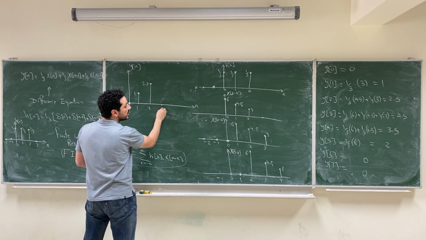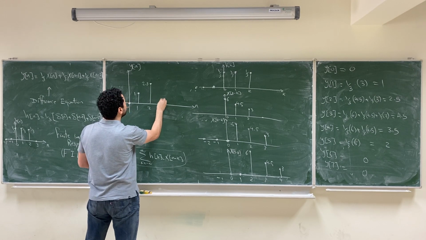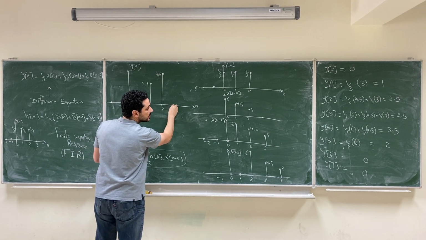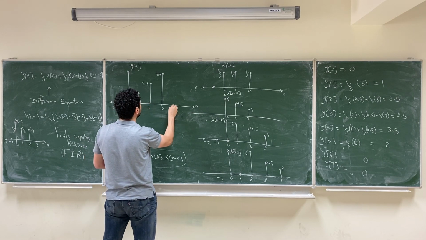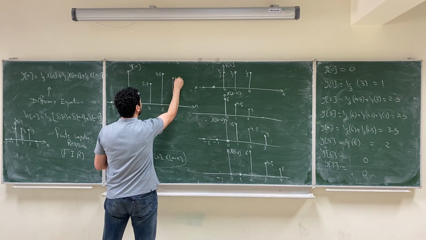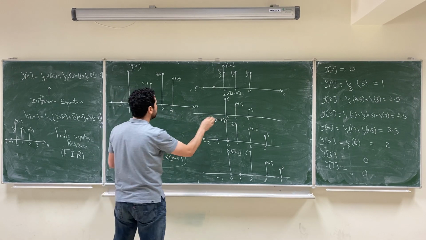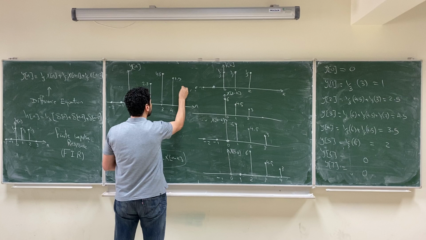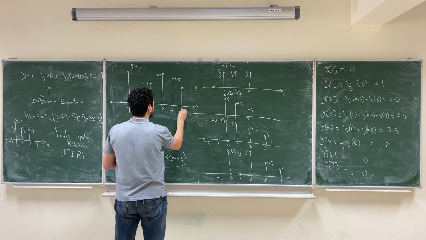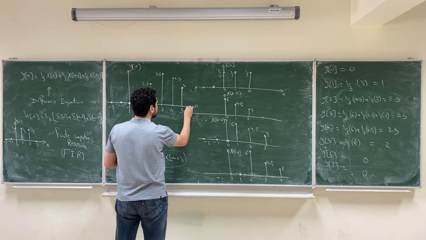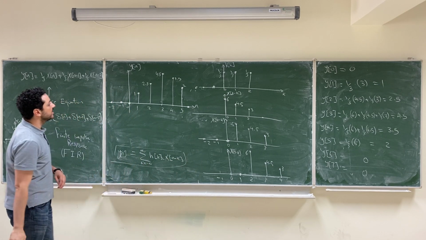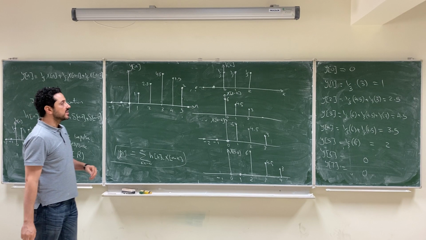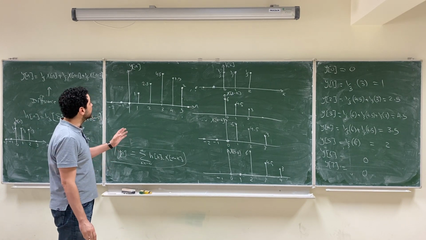Y of 3 is 4.5. Y of 4 is 3.5. Y of 5 is 2. And then zeros after that. So this is the output of our system due to an input signal that was represented by x.